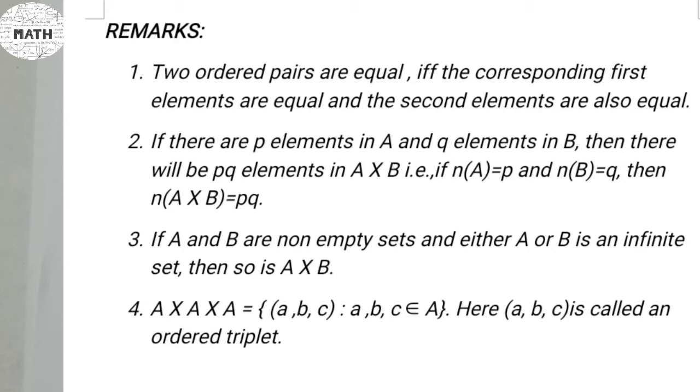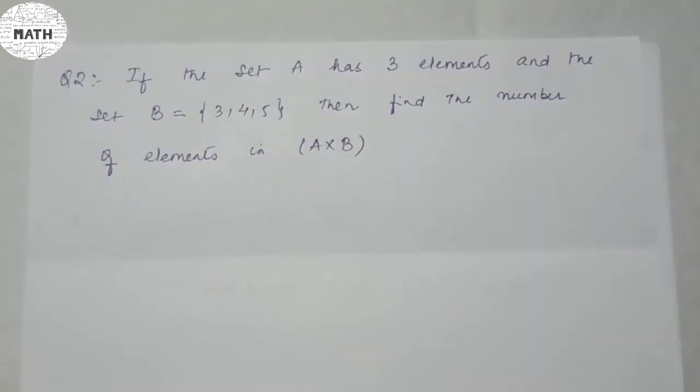And lastly, number 4: A cross A cross A is equal to the set of (a, b, c) such that a, b, c belong to A. Here (a, b, c) is called an ordered triplet. So remember, whenever the same set occurs in the Cartesian product, that's nothing more than your ordered triplet. Alright, let's do question number 2.